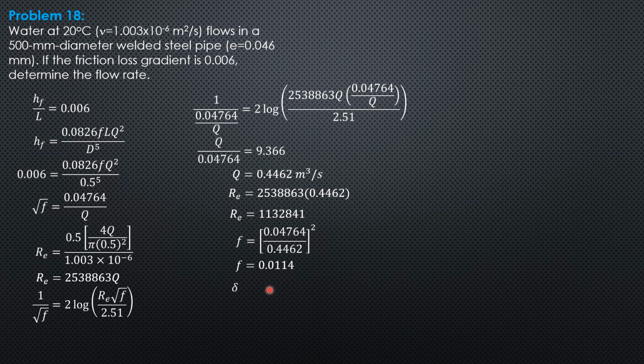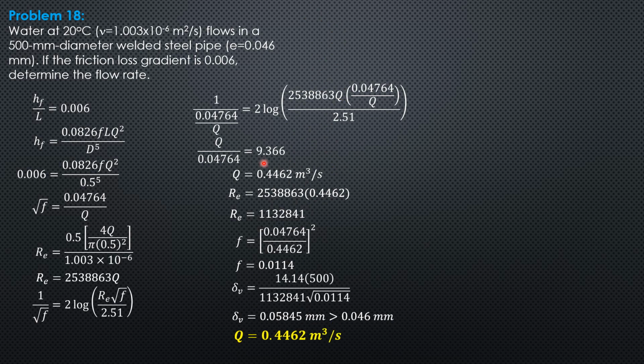Then we can now evaluate thickness of viscous sublayer: 14.14 times diameter 500 mm over Reynolds number times square root of friction factor. So the thickness of viscous sublayer is 0.05845 mm, which is greater than 0.046. Therefore the pipe behaves as a smooth one and our assumption is correct. Therefore, we accept the discharge of 0.4462 cubic meter per second.